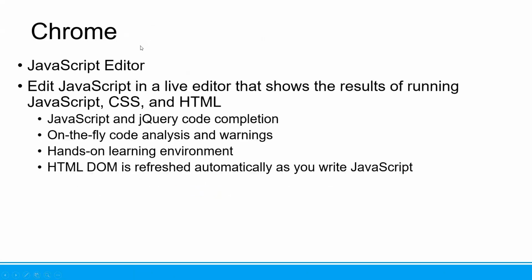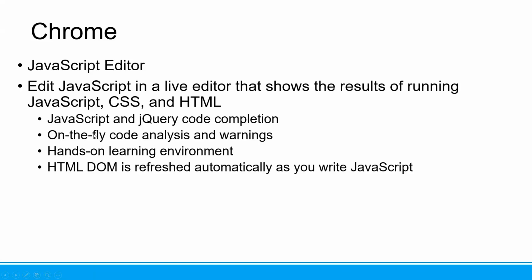In Chrome, there's a JavaScript editor as well. You can download the tools. And we can edit the JavaScript in the live editor to show the result for the running JavaScript, CSS, and HTML. In JavaScript, there should be a combination with jQuery. So next week, we will learn about jQuery. And there will be some kind of code analysis. We call it live code analysis and warning.